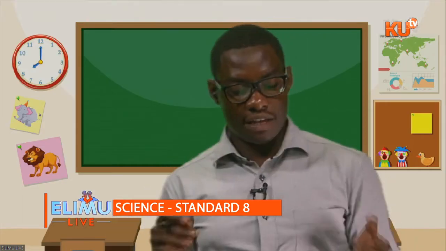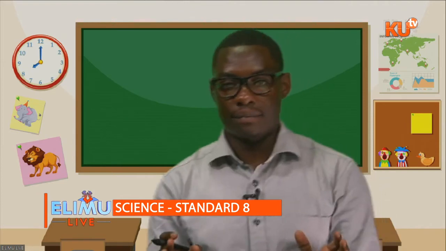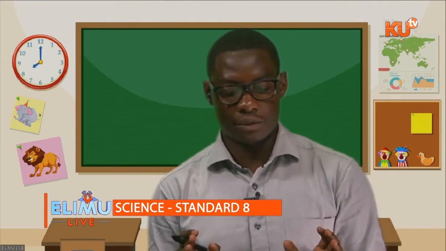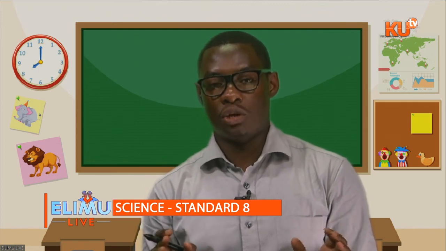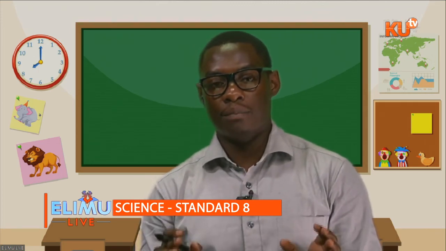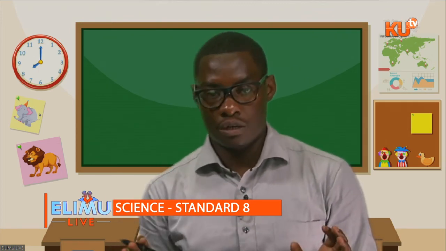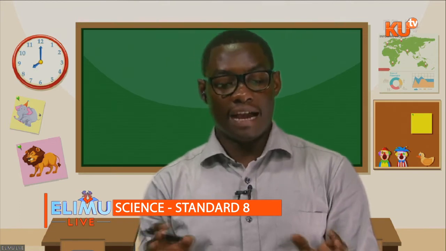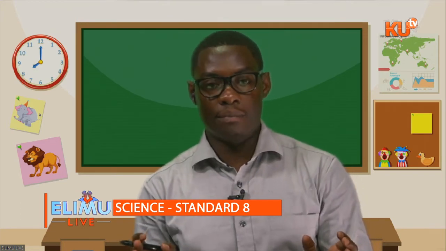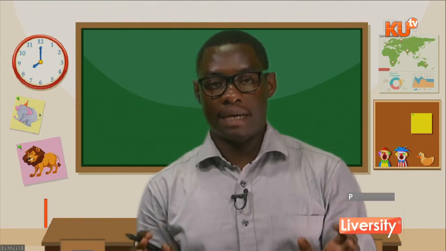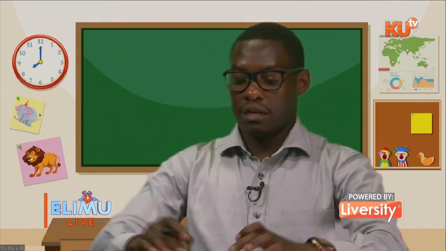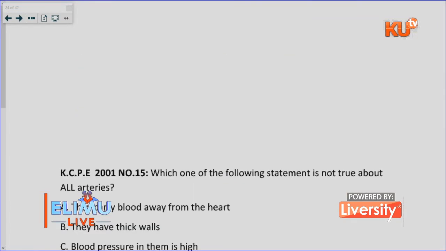So having looked at the blood and the blood vessels, I want us to look at the heart. The heart is a muscular organ that pumps blood all around the body. The heart is not a complicated diagram. The most important thing is to know how to label the parts of the heart. Let's look at the heart.